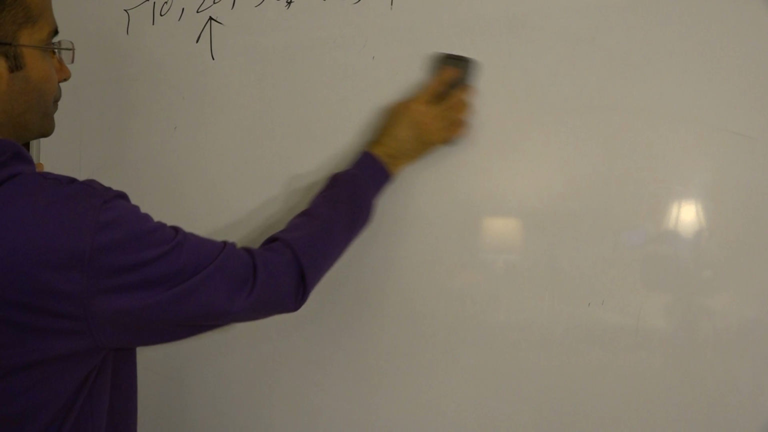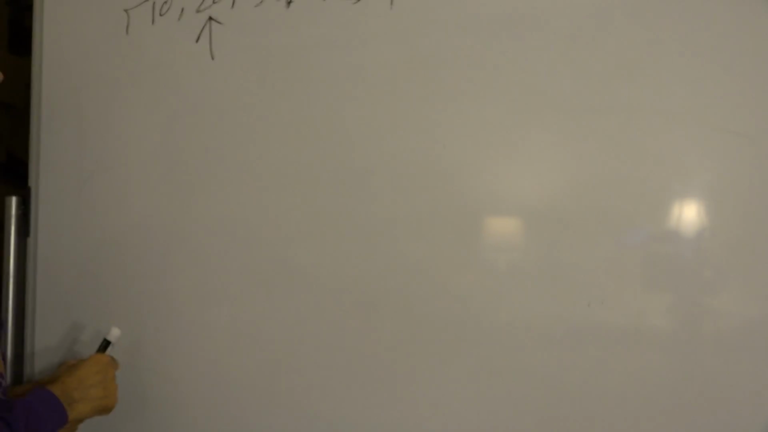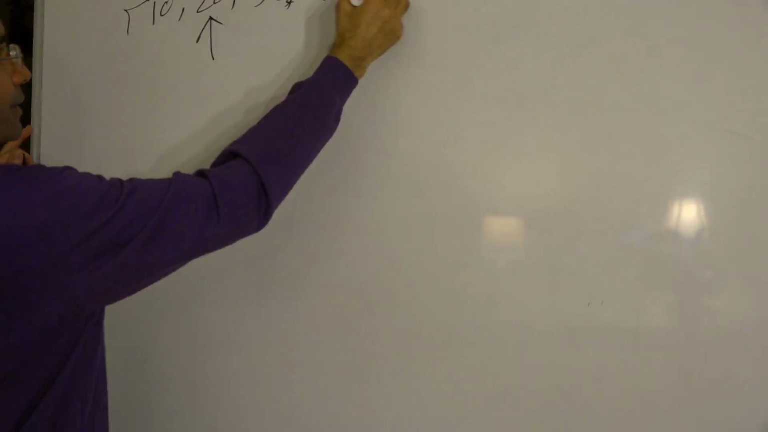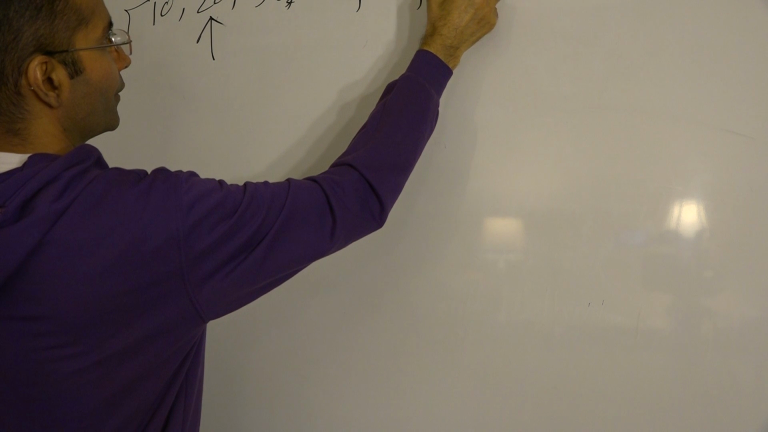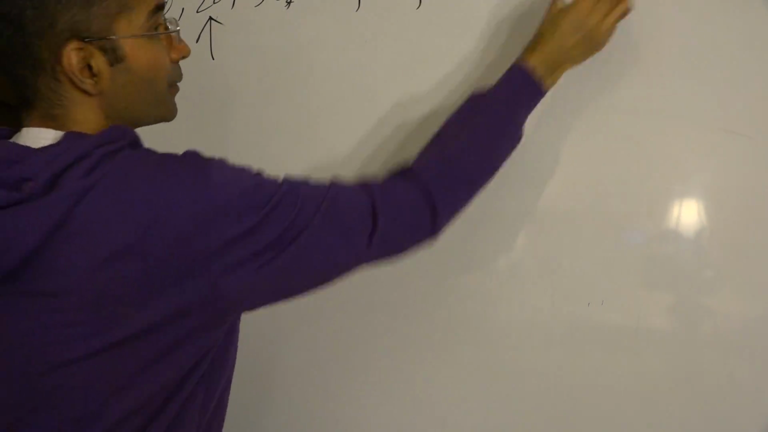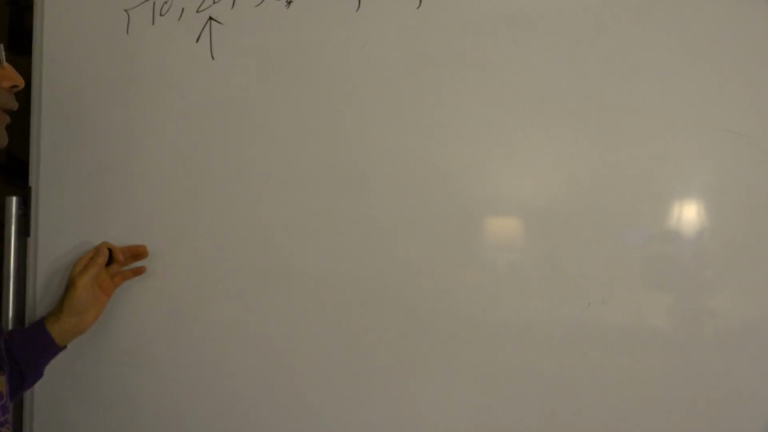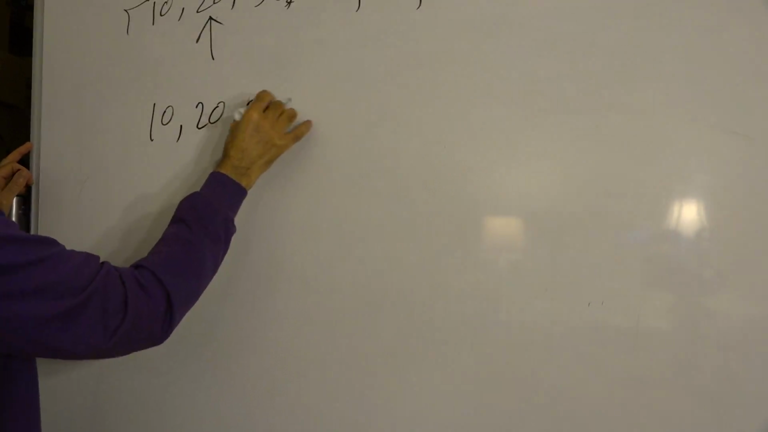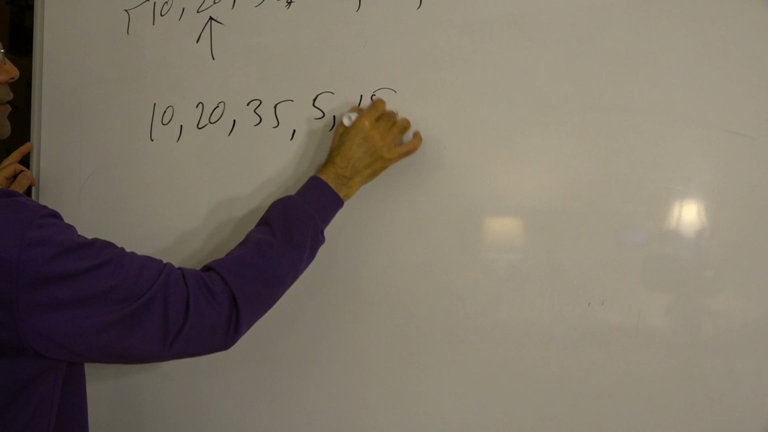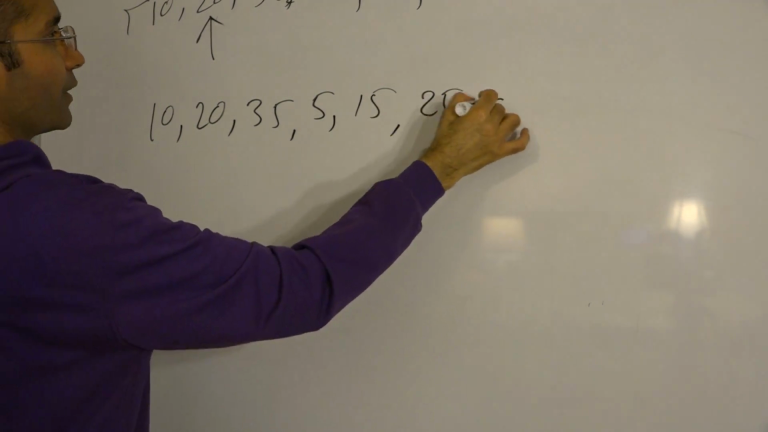Now this problem could be modified in many different ways. The interviewer could say, well, I have a bunch of pairs here, right? I have a bunch of pairs here, like I have 5, 15, 25, 10, so on. Okay, let me write that again: 10, 20, 35, 5, 15, 25, 10, and so on.